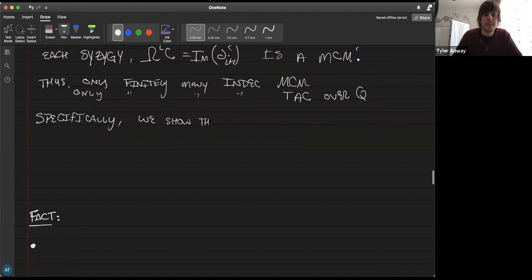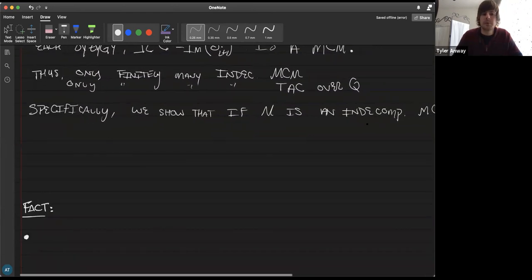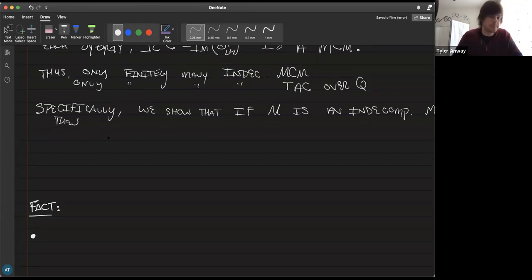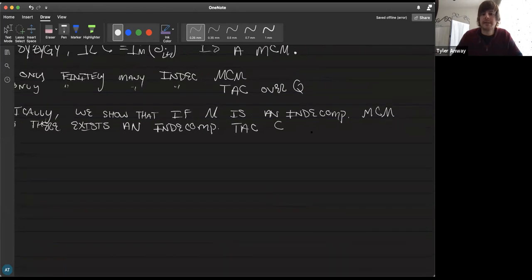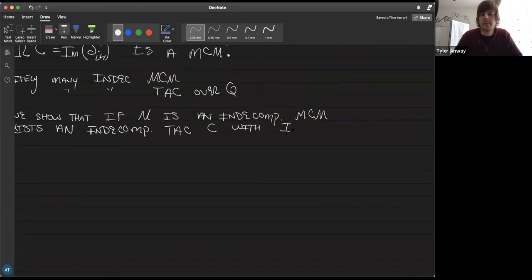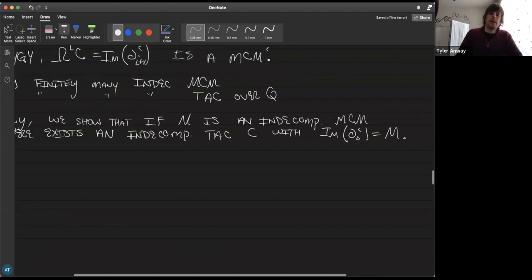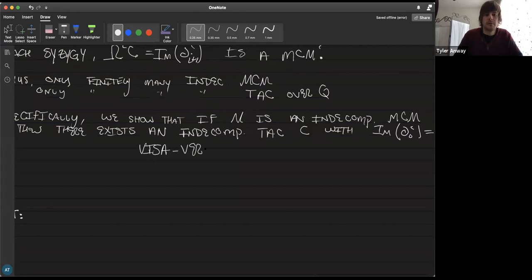We show that if M is an indecomposable maximal Cohen-Macaulay module, then there exists an indecomposable totally acyclic complex C with the image of the 0th differential equaling M. And vice versa, meaning that if we take an indecomposable complex C and view the image of the 0th differential, that is going to be an indecomposable maximal Cohen-Macaulay module as well.